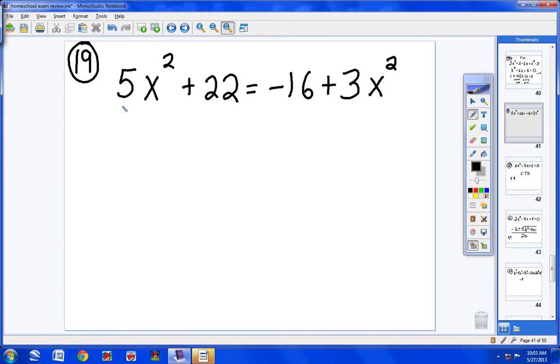Look, guys, anytime you have a square or a cube, you're going to want to get one side equal to 0. That's the first thing you want to do. Anytime you have a power of 2 or 3 with your variables, you're going to want to get one side equal to 0. So I'm going to bring the 3x squared over and make it a negative 3x squared, and that would give me 2x squared. I'm going to bring the 16 over and make it positive. That would give me 38. Is there anyone who doesn't see where the 2x squared came from or the 38? Sure.